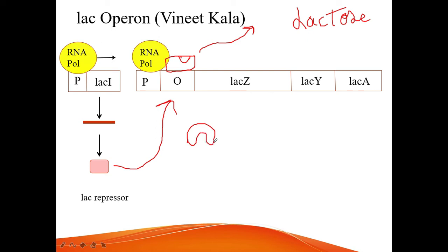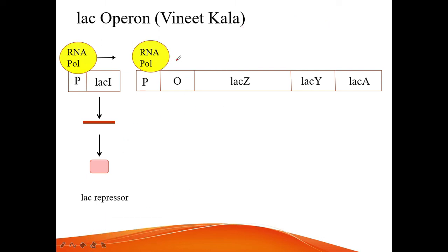For example, like this. For better understanding, I'm drawing it like this, and this is allolactose. Allolactose is binding to the Lac repressor molecule. Now in this conformation, this repressor molecule cannot bind to the operator site. If it cannot bind to the operator site, there is no Lac repressor. If there is no Lac repressor, RNA polymerase can easily bind to the promoter site.